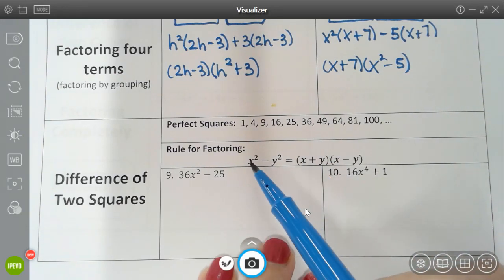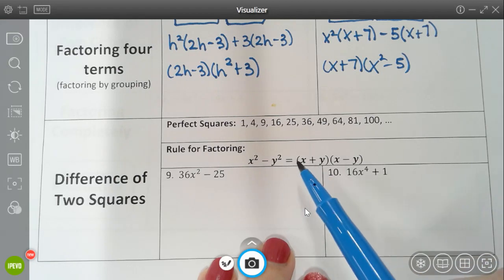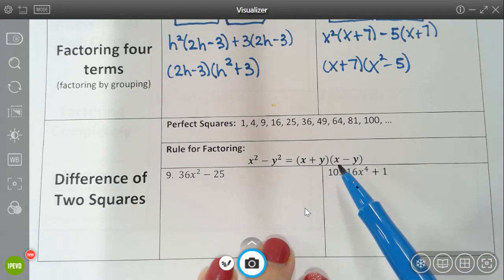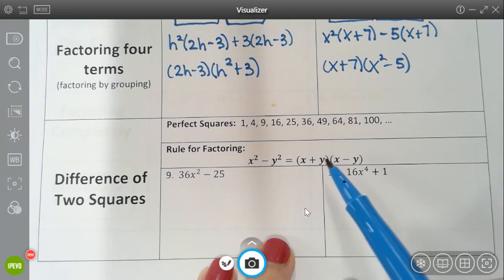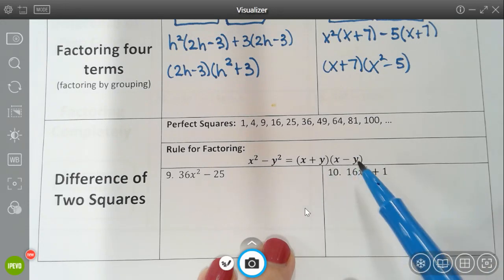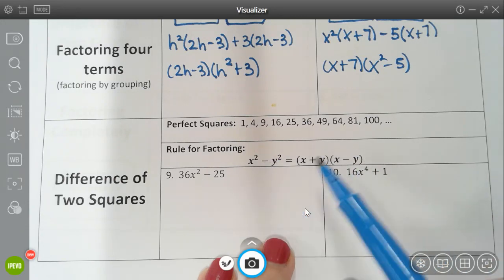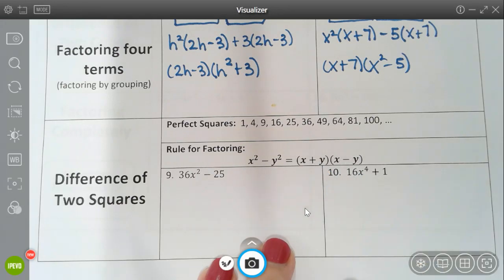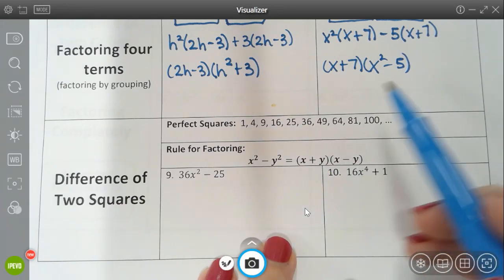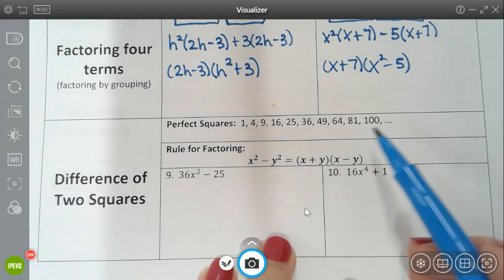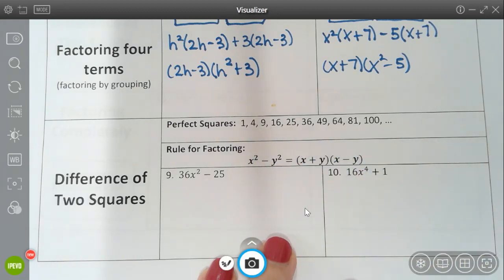So that means that I took the square root of the first term, and that became my first term in each group. And I took the square root of the last term, and that became the last term in each group. And then to guarantee that I had a negative, one of them had to be positive and one of them had to be negative. And up here, I just gave you a list of some of the perfect squares from 1 to 10.